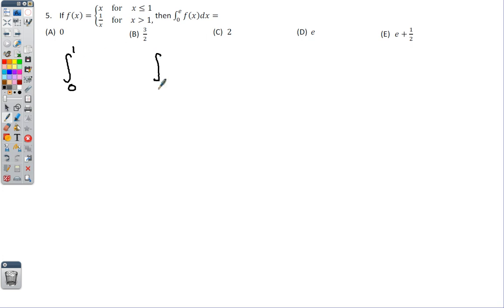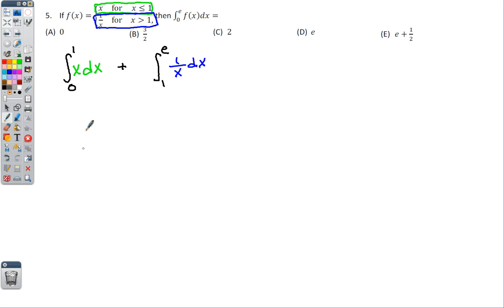The integral that goes from 0 to 1, that's going to be this guy, because that's the integral that is less than 1. So that's going to be the x dx integral. And the other integral is bigger than 1, so this one's going to be from 1 over x dx. That's not so bad. And I know how to do this.